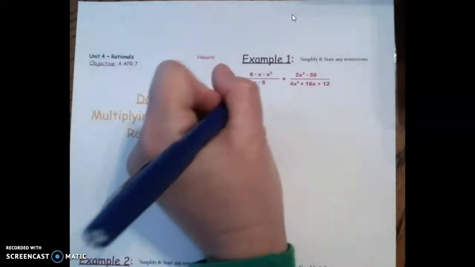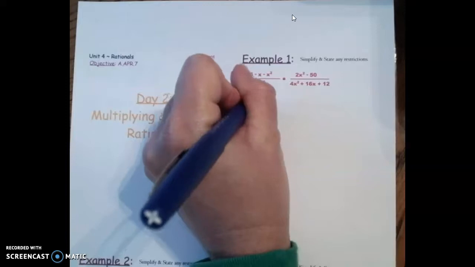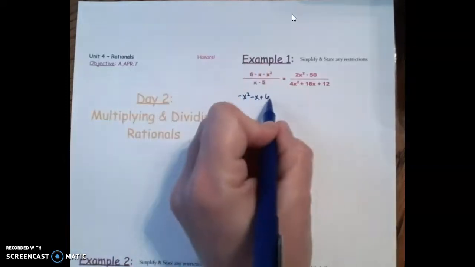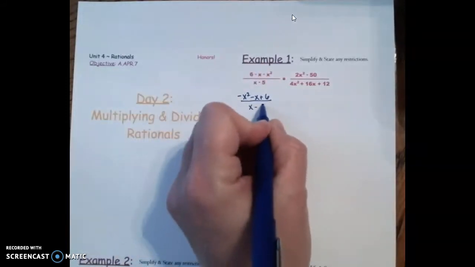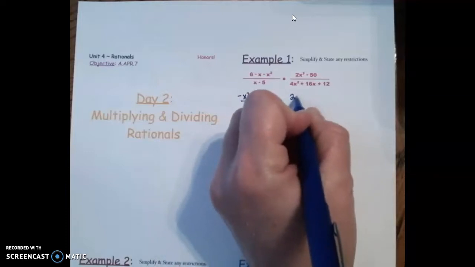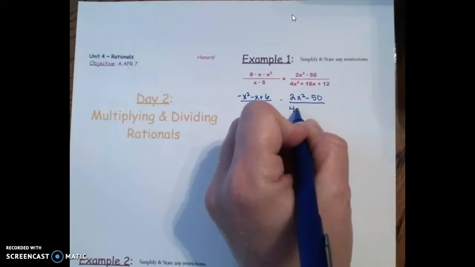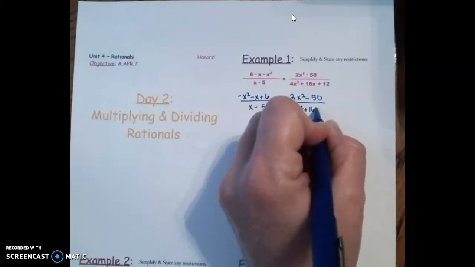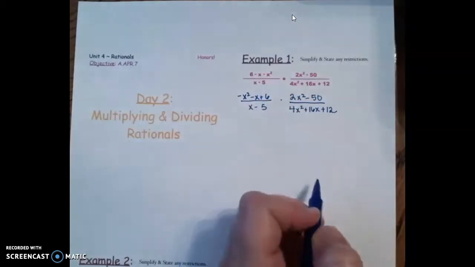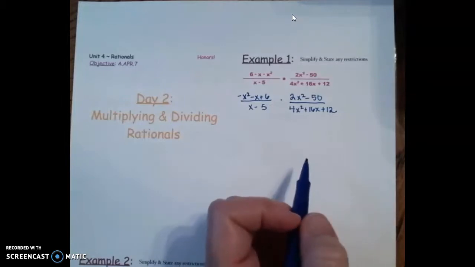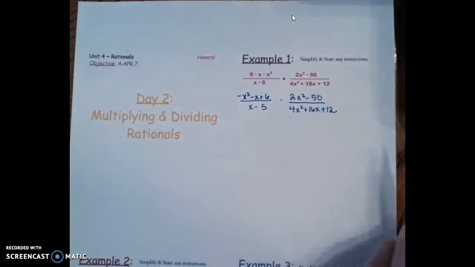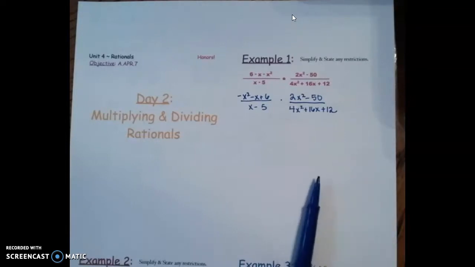So I'm going to rewrite this in descending order. And then we're going to start thinking about factoring again. So it's pretty much the same steps. We always want to factor first. I'm going to make a couple notes as we're going along.